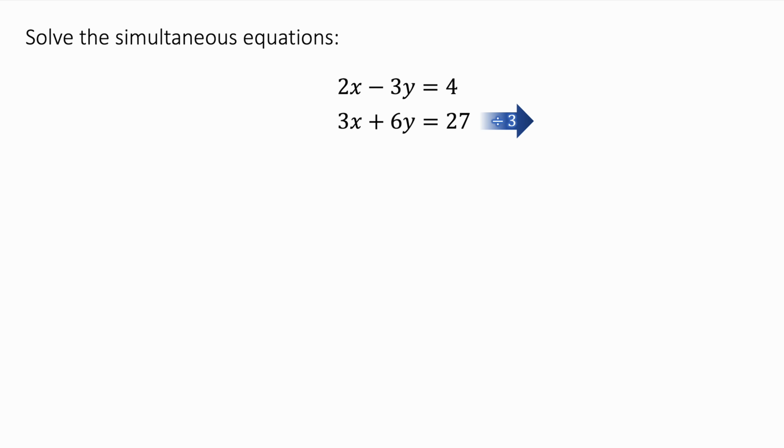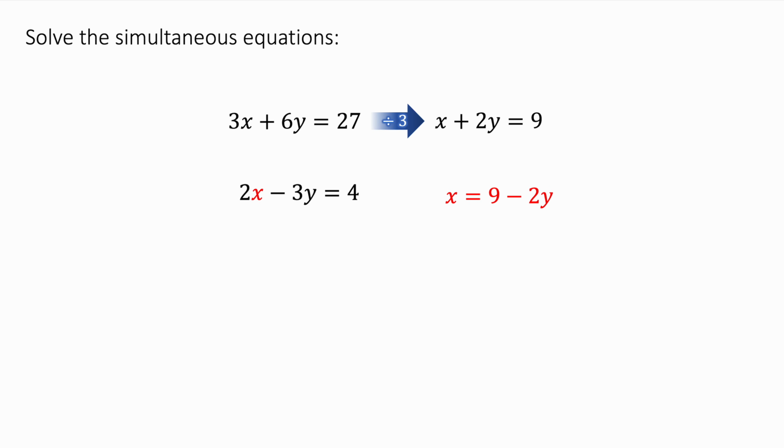So now what I'm going to do is divide that equation by 3. I get x plus 2y equals 9. And I'm going to move the 2y to the other side. I'm going to get x equals 9 minus 2y, because the positive 2y is moved to the other side, it's become negative. I've now got x equals 9 minus 2y.